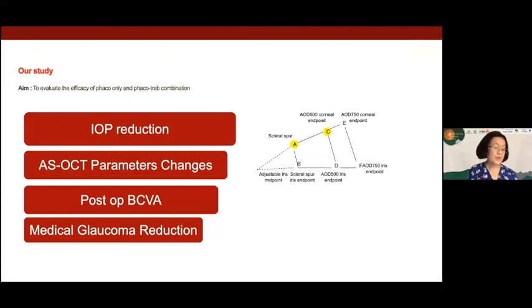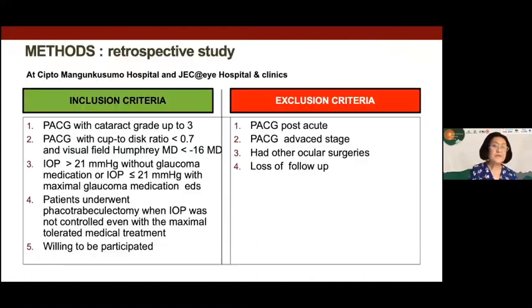We conducted our study to evaluate the efficacy of phaco-only and combined phaco-trabeculectomy by assessing outcomes, namely intraocular pressure reduction, ASOCT parameters, postoperative best visual acuity, and glaucoma medication reduction. This was a retrospective study with patients with primary angle closure glaucoma with cataract graded up to 3. The inclusion criteria are shown in the table, and the next table shows our exclusion criteria.